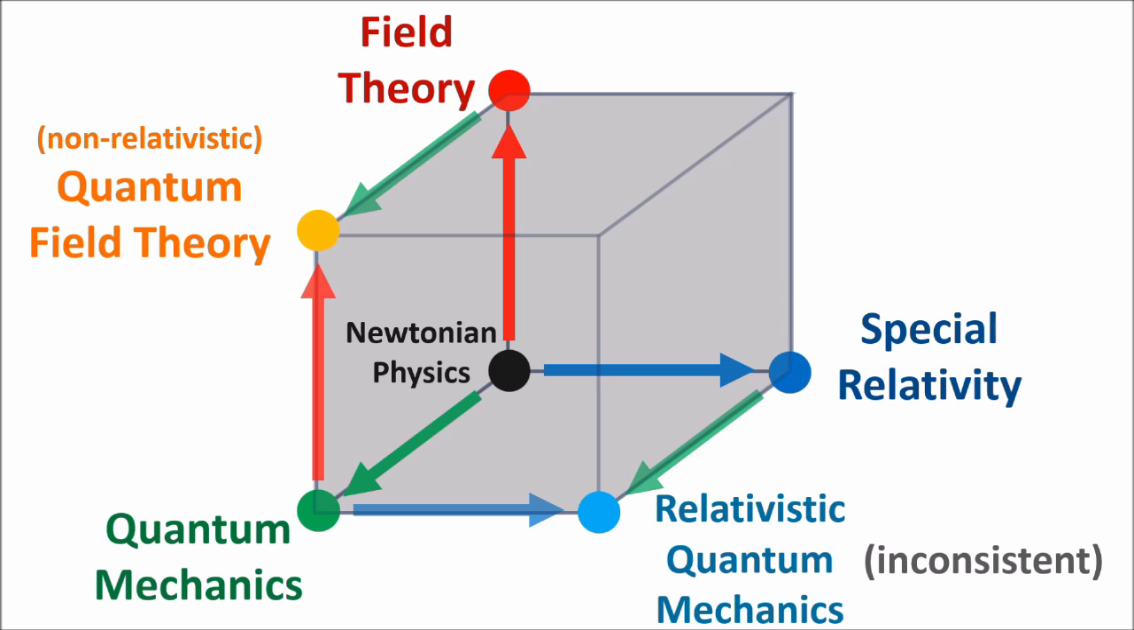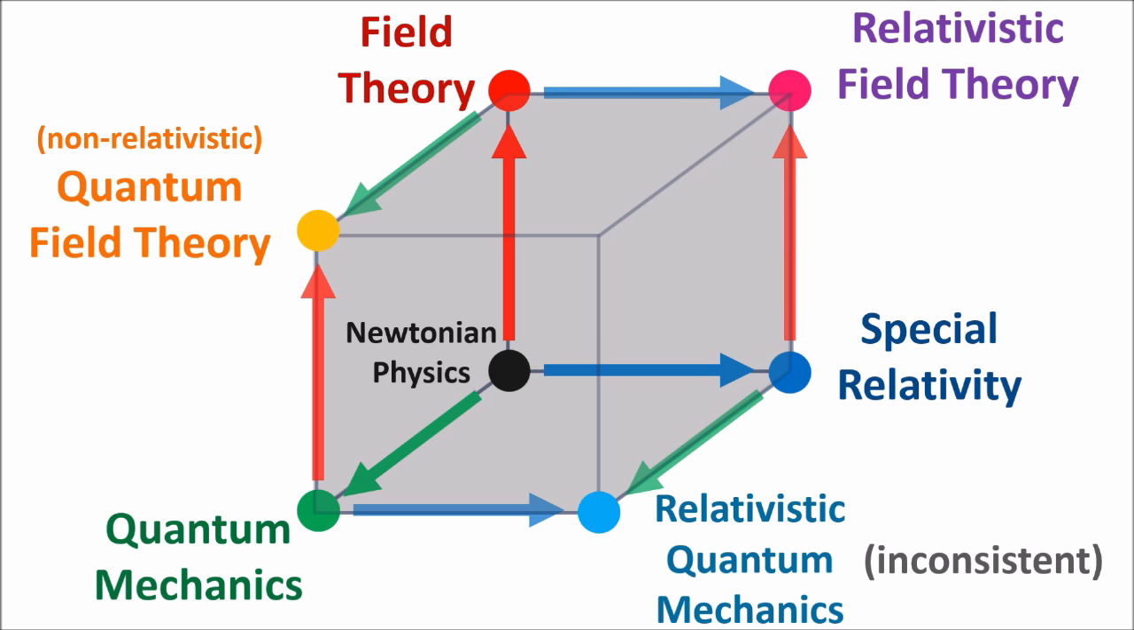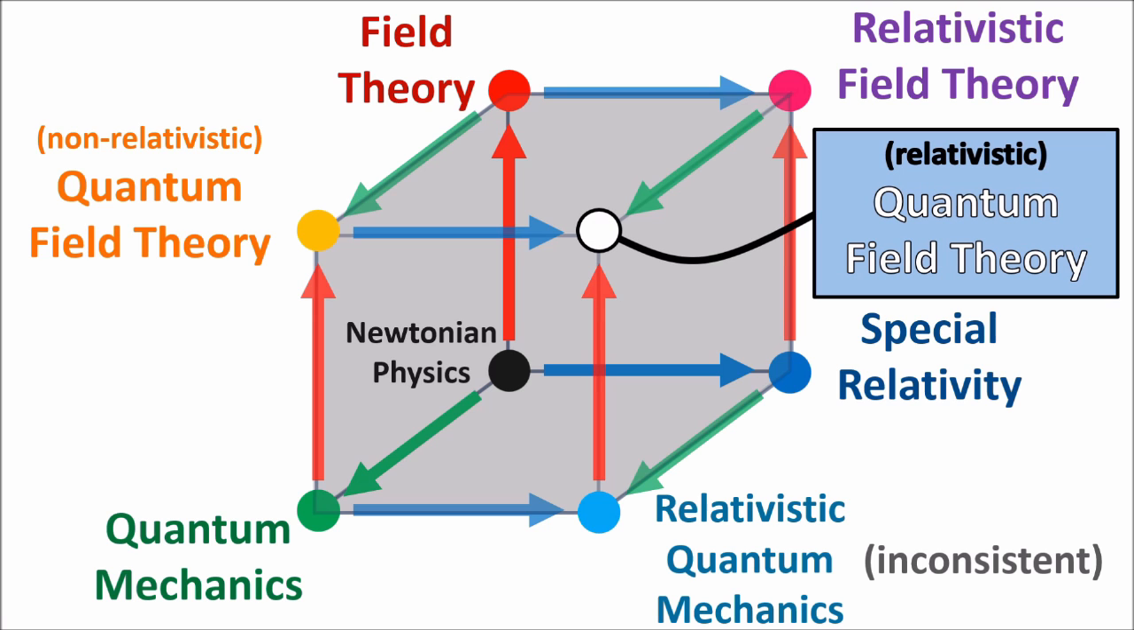If we combine field theory with special relativity, we get relativistic field theory, which lets us model fields where waves can travel at or close to the speed of light. But this does not obey the rules of quantum mechanics. Finally, if we combine quantum mechanics, special relativity, and field theory together, we get relativistic quantum field theory. This is usually what people are talking about when they say QFT.